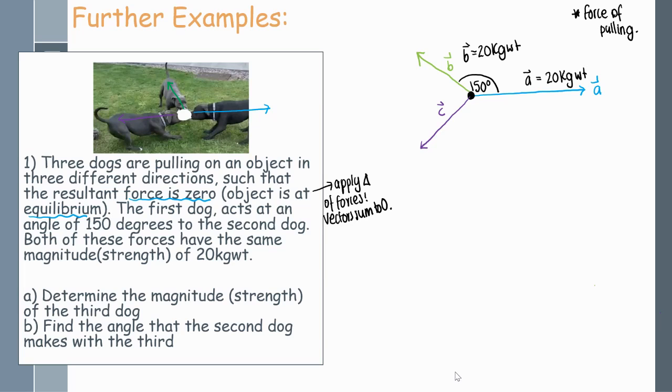Our job is to determine the magnitude or strength of the force being applied by the third dog, so the magnitude of vector C in kgWt. We also need to find the angle that the second dog makes with the third. So if we let the angle between vector A and B be alpha 1, and the angle between vector B and C be beta 1, we are trying to find beta 1 in this question.